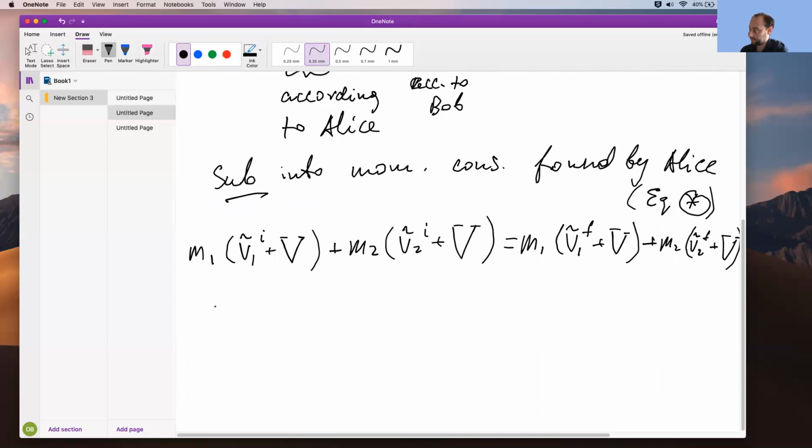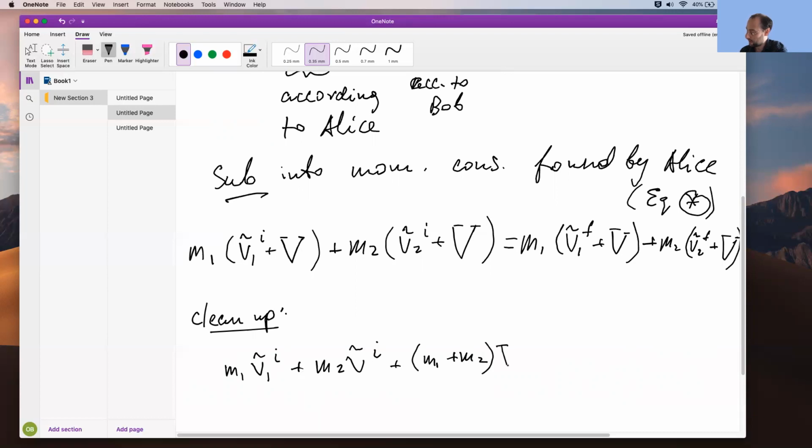So I can rewrite this, just clean up. And I will find that it's M1 V1 tilde initial plus M2 V2 tilde initial plus (M1 plus M2) big V equals M1 V1 tilde final plus M2 V2 tilde final plus (M1 plus M2) big V. So this is initial, this is final.